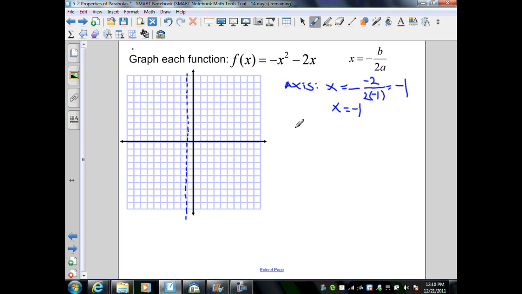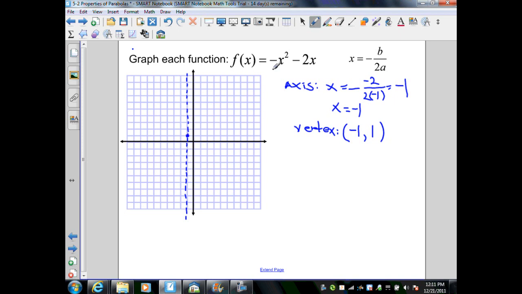Now I need to find the vertex. And I know my vertex has the x-coordinate given from my axis of symmetry, so that's negative 1. All I need to do is substitute that value into our quadratic equation given to us, and I'll generate my y-coordinate for the vertex. Negative 1 squared is 1, but that makes it a negative 1. Negative 1 times negative 2 is a positive 2. 2 minus 1 is 1. So the vertex has an ordered pair of negative 1, 1.